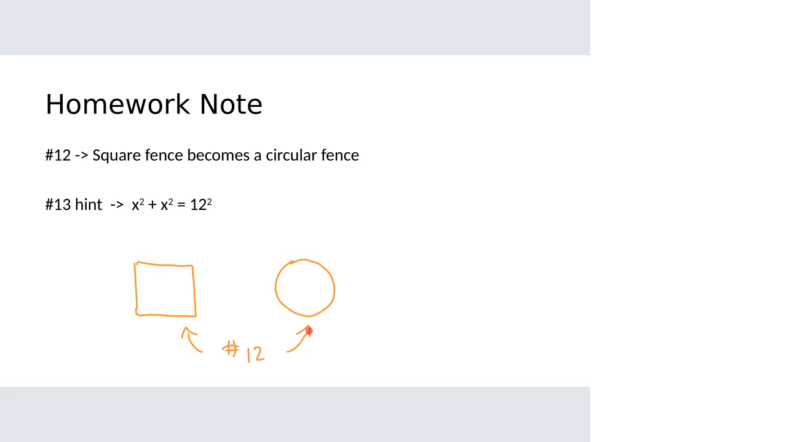And then in number 13, it's just a hint related to the Pythagorean theorem. I'll go ahead and really help you out with a hint in that one: where the Pythagorean theorem leads us there is to x squared plus x squared equals 12 squared. And that should be a hint that helps out a lot for that particular problem.